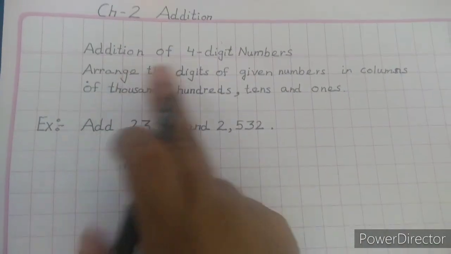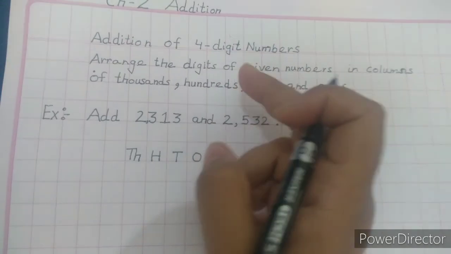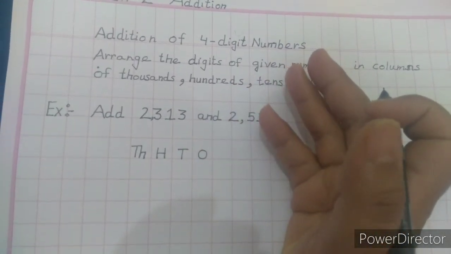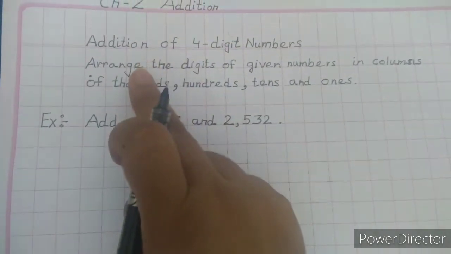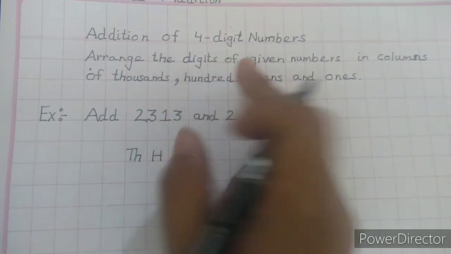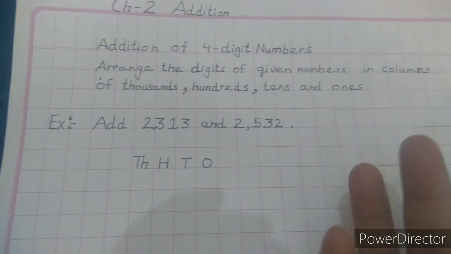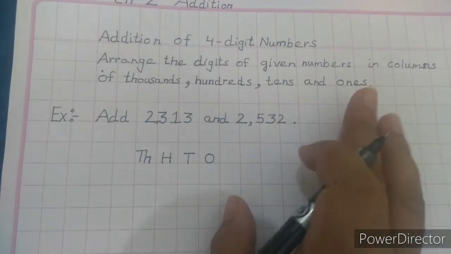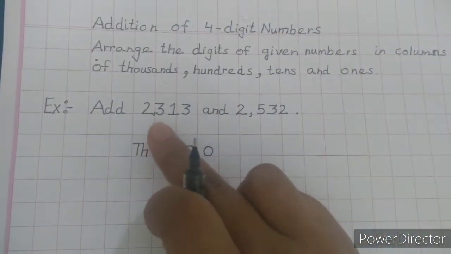Addition of 4-digit numbers. Addition of 4-digit numbers means that we have ones, tens, hundreds and thousands. So whenever we have to add 4-digit numbers, first we have to arrange the digits of the given numbers in columns of thousands, hundreds, tens and ones. Let us understand it in a better way with the help of an example.